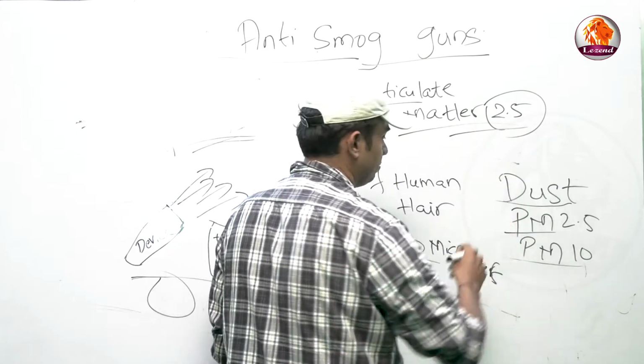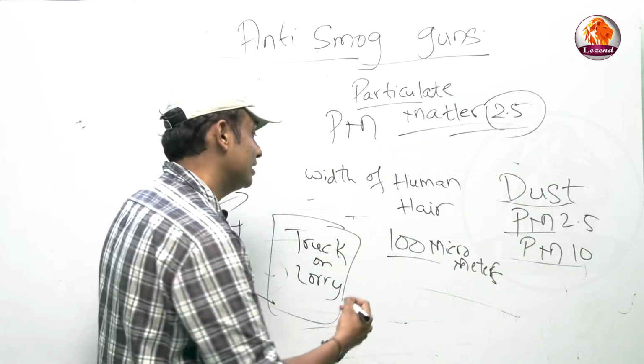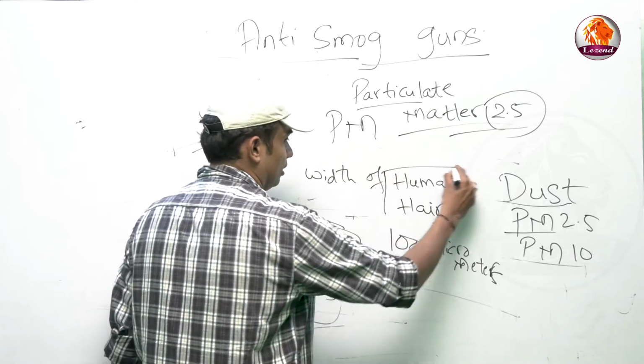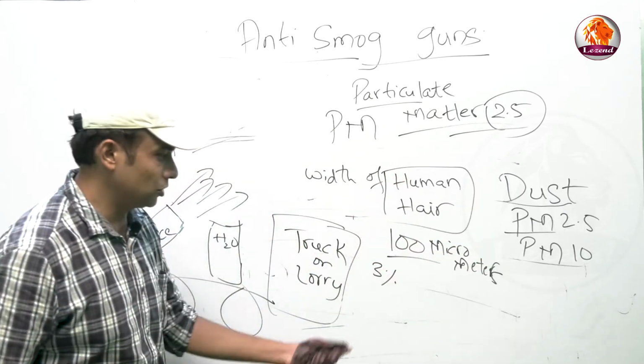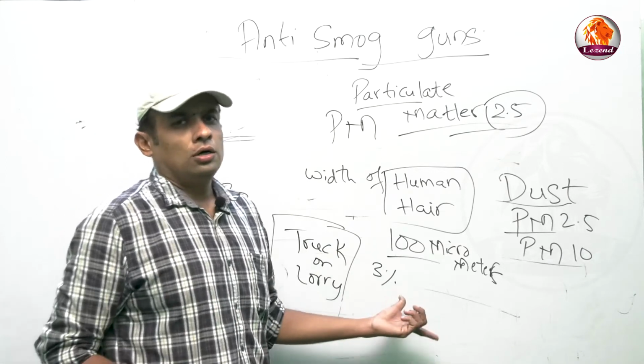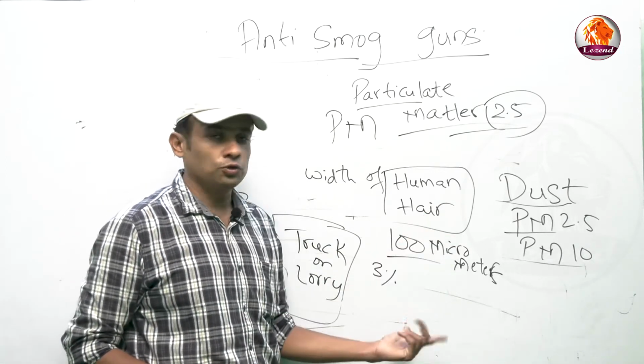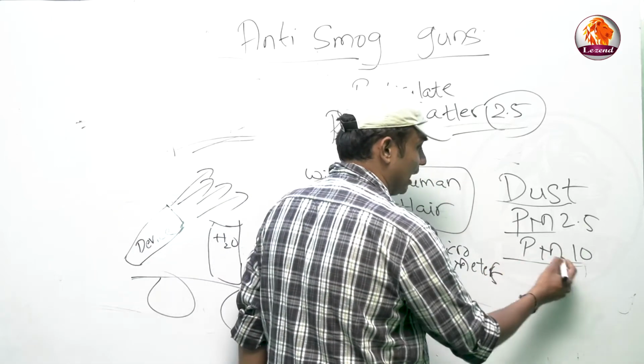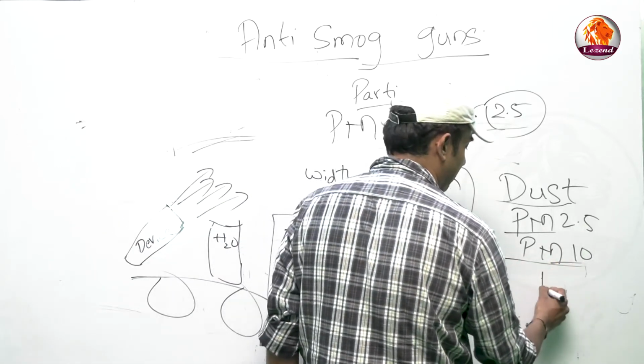Hence the name. So think about it, this is 3% the size of a human hair. So now you have understood what particulate matter 2.5 is. Particulate matter 10: the size of these particles is 10 micrometers.